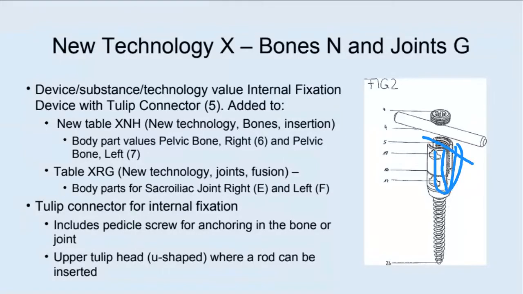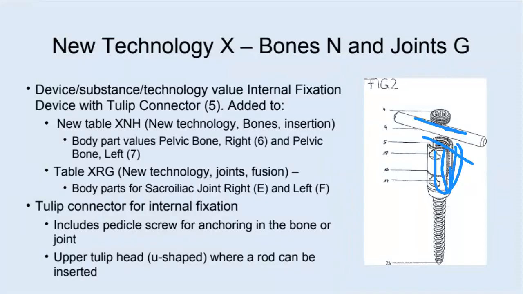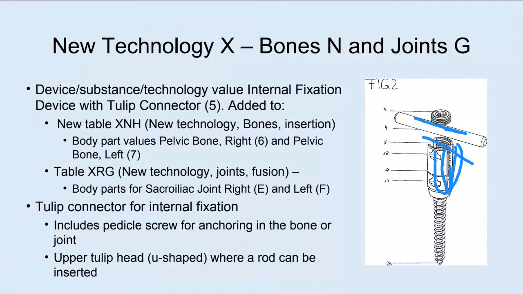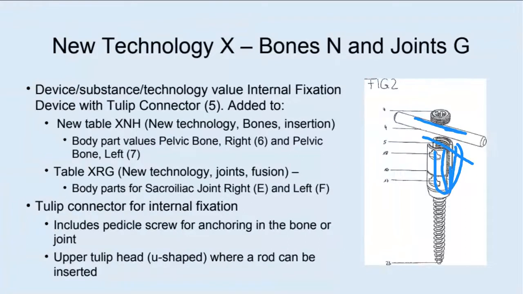So why use a tulip connector? Well, it includes a pedicle screw for anchoring in the bone, and you can see it can put this rod here, fits within the U-shaped part of it. Okay, so it's interesting that the table for bones uses the operation insertion, the table for joints uses the operation fusion.